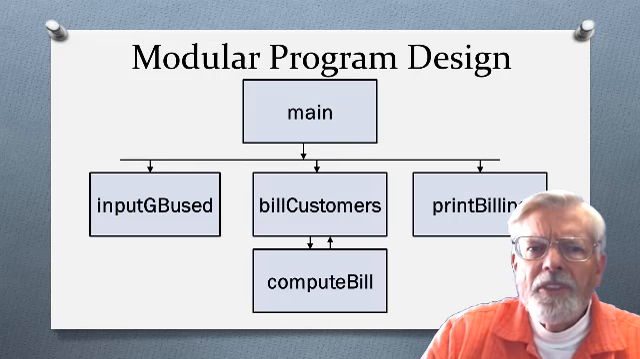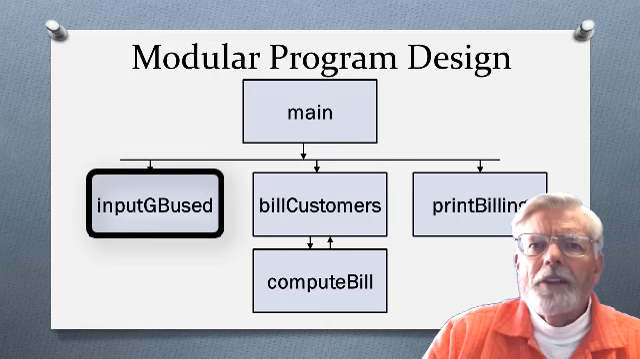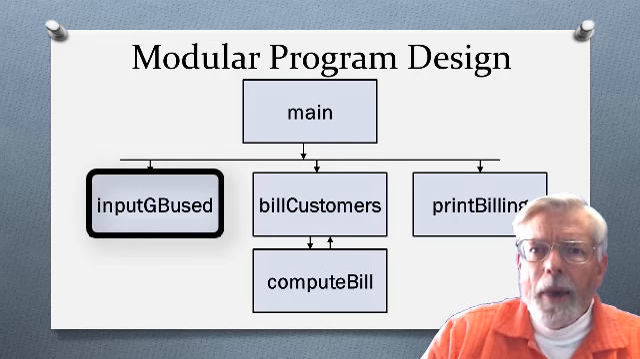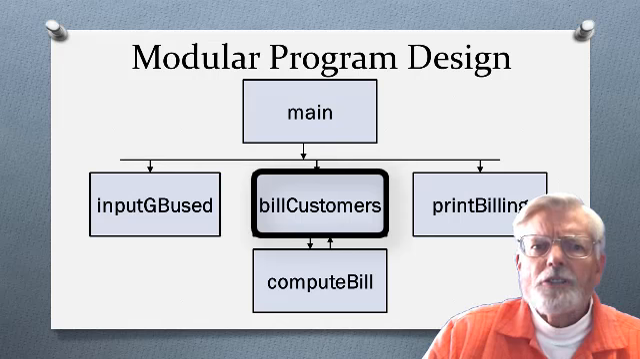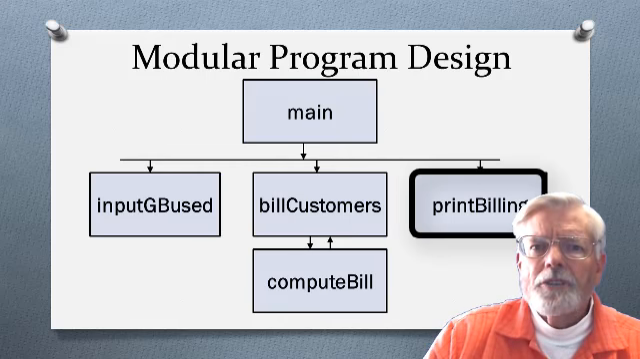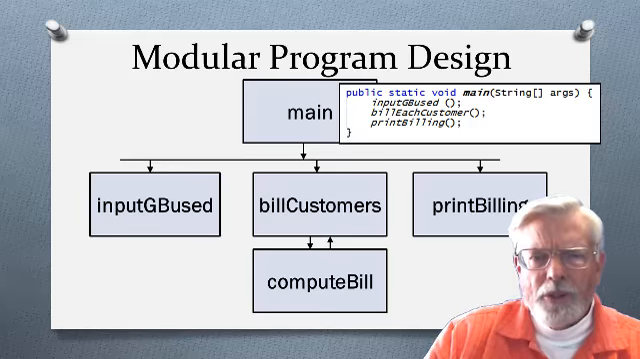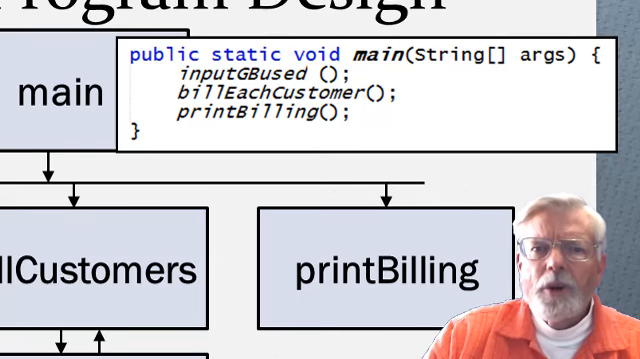Instead of placing all the code in one module, the program is divided logically into separate subroutines implemented as methods in Java. The first module, input gigabytes used, asks for the amount of gigabytes used in the billing for each customer. The second module, bill customers, computes the bill for each customer based on the plan they selected and the amount of data used. The third module prints out the bills for each customer. The main module is very simple.